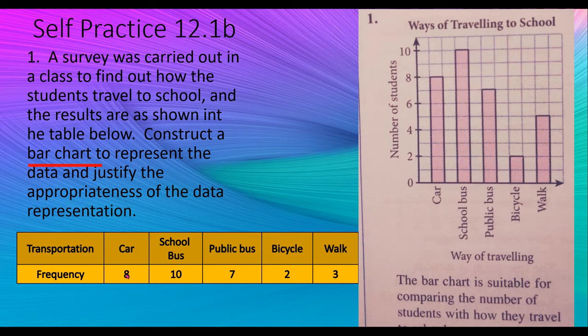We look at them one by one. The car is 8, so you draw until 8. After that you come down. School bus is 10. Okay, car and school bus are very easy because on the scale we have the number. But how about the public bus and the walk, which are 7 and 3? So you look at your boxes or the scale involved. If 2 boxes take you 2, which means one box takes you 1. So if I want 7, I just count 1, 2, 3, 4, 5, 6, 7, or the middle between 6 and 8 is 7. Same thing happens for the walk.